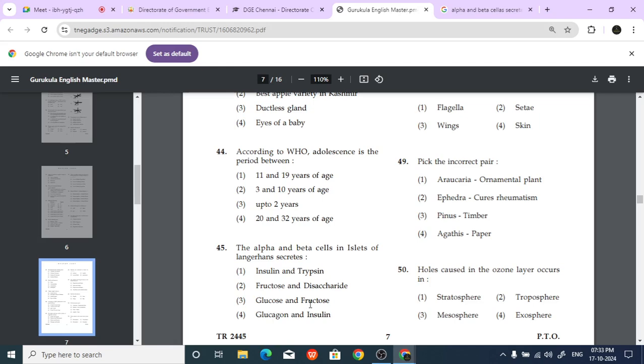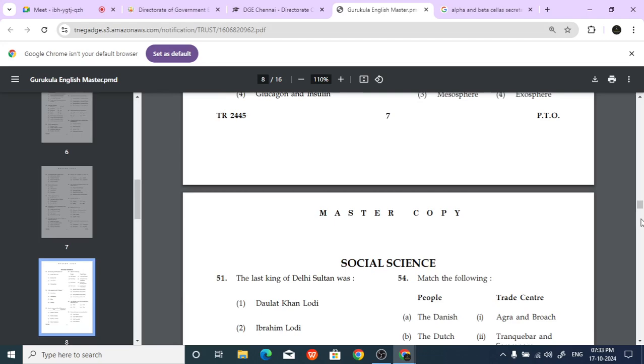Holes caused in the ozone layer occur in which part of the atmosphere? This you may be knowing, I think. Troposphere? Stratosphere. Stratosphere is the right answer. Correct, very good. Next.